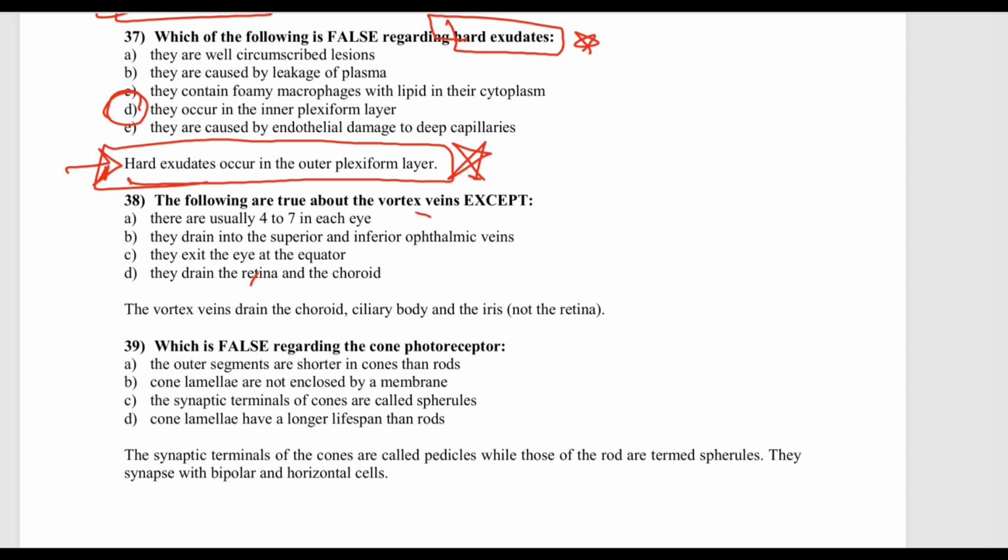So what is wrong about the vortex vein? They drain the retina and the choroid. This option is the incorrect one. The vortex veins drain the choroid, ciliary body, and iris. Remember these three structures. They do not drain the retina.